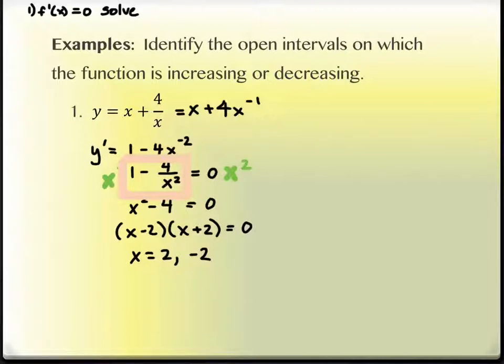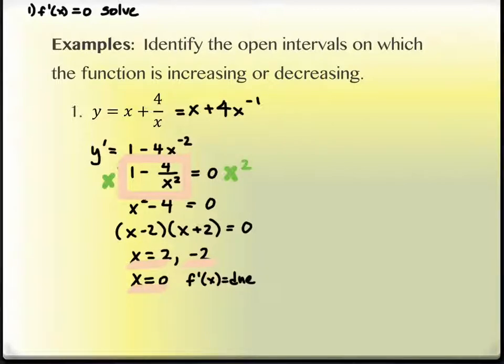Where would this derivative not exist? At 0, right? I can't let x equal 0 because that would make the denominator 0. So that is an additional critical point. This is where the derivative does not exist. That's where that's coming from if you're thinking about that. But I have 3 critical points here.